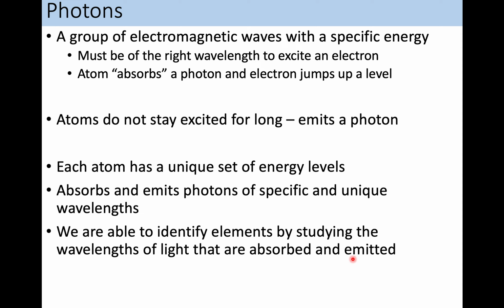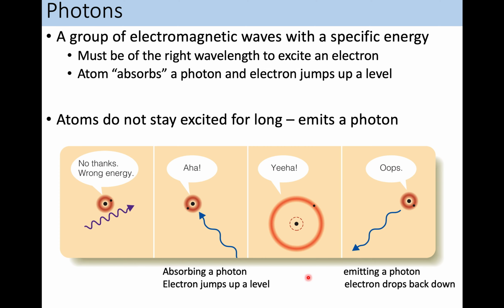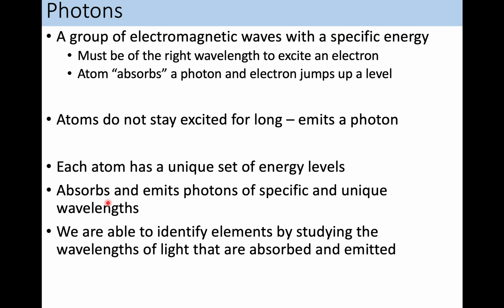So each atom has a really unique set of these energy levels, and each atom is only going to absorb and emit photons at a very specific set of wavelengths. That is where, in the first diagram here, this was not the right wavelength for this atom, so it would not absorb it. So we're actually able to identify the elements by studying the wavelengths that are being absorbed and emitted.